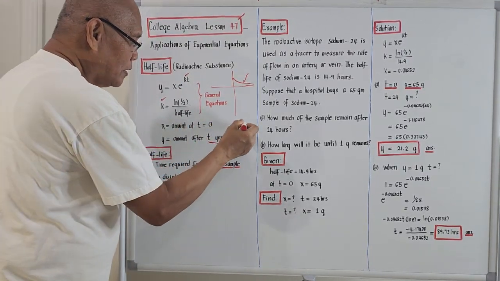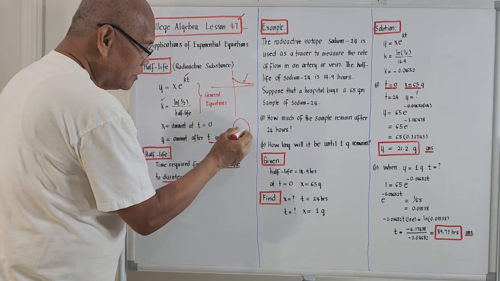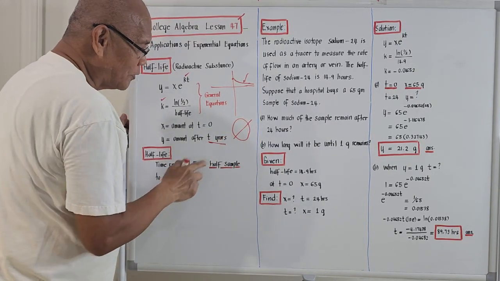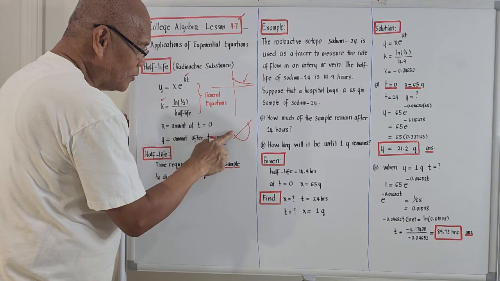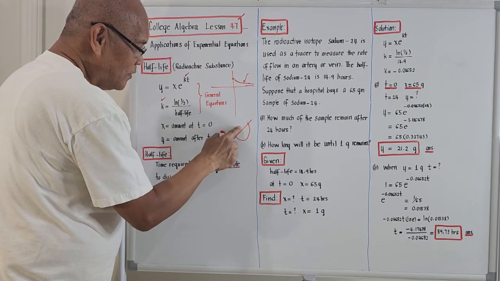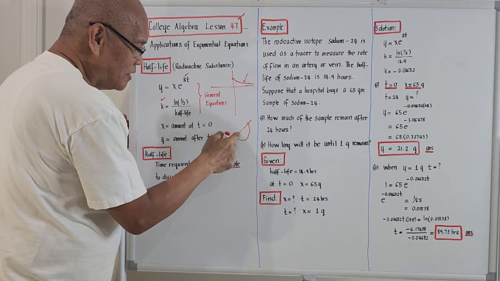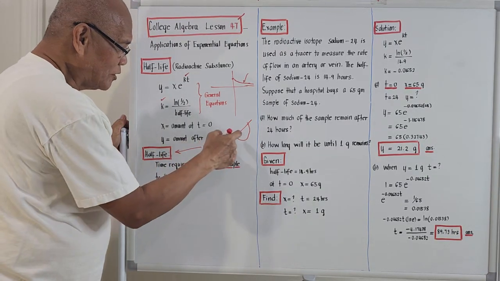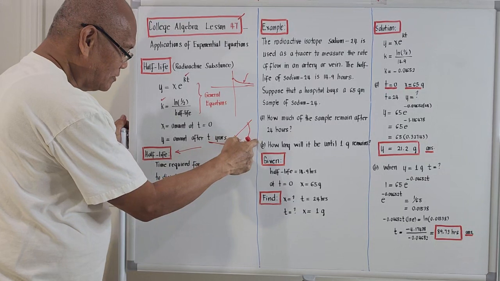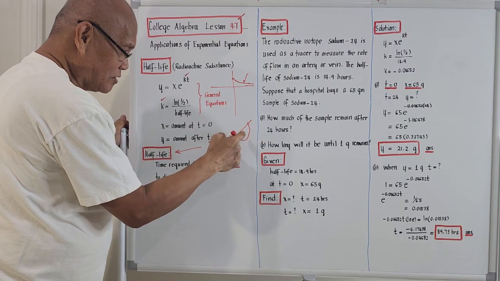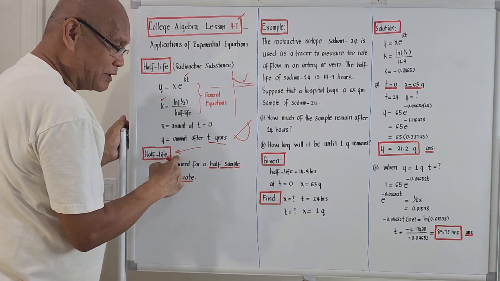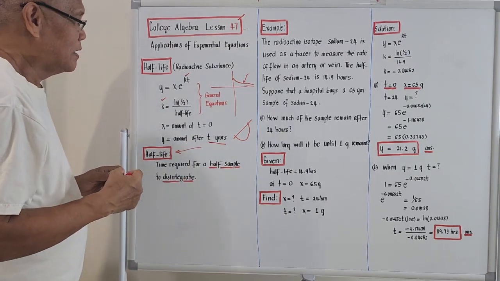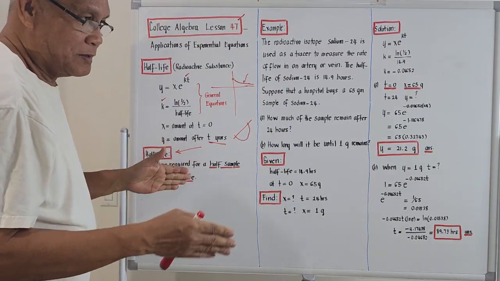Meaning, if we are given this amount and we cut it in half, what remains will be one half. So the time for this is referred to as the half-life. If we take one half of the original amount, there is a half-life for that. It depends on what radioactive substance it will be.